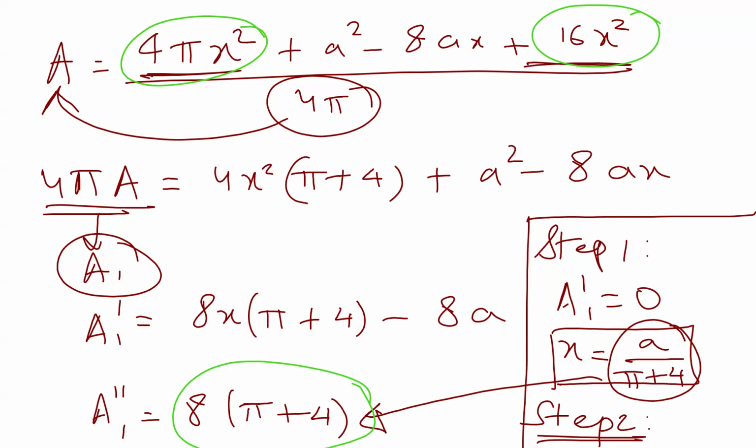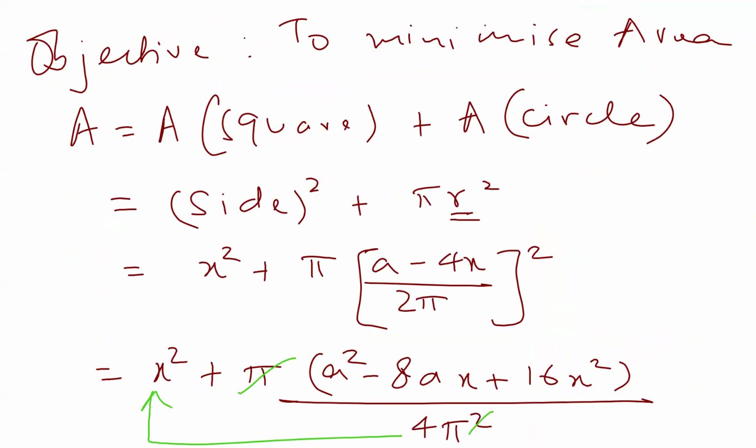So won't the denominator be 4 pi square? Where? Because the whole of r was squared, right? So 2 pi was in the denominator. Wait, let me check. So this pi and this pi got cancelled, no? Oh, okay, okay. Yeah, no problem.